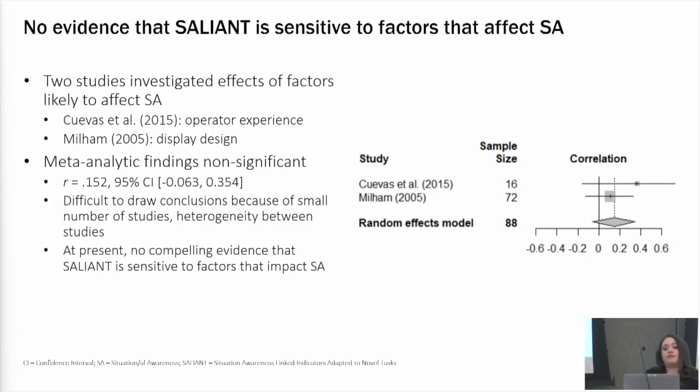Ultimately, we have no evidence that SALIANT is sensitive to factors that affect situation awareness. I mentioned we couldn't even measure or conduct any kind of analysis looking at SALIANT's reliability. So we only had these 2 studies, not significant findings, confidence intervals including 0, meaning if we retested them using potentially a different sample, we would probably find the same thing. So no compelling evidence that SALIANT is sensitive to these factors.